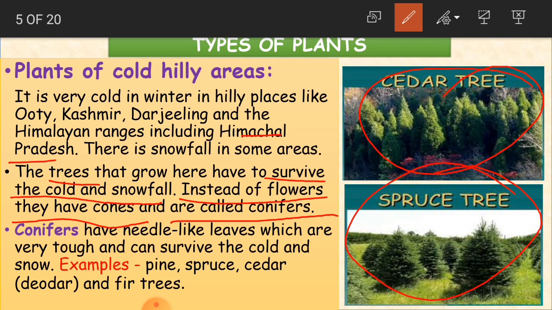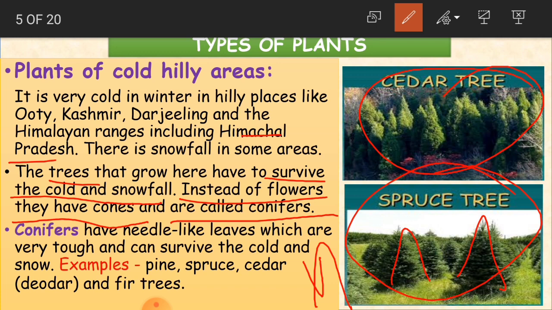Children, do you have an idea of a cone? Normally we like to have an ice cream cone. As you see here, it is a reverse V shape. So these trees have cones, and they are called conifers.